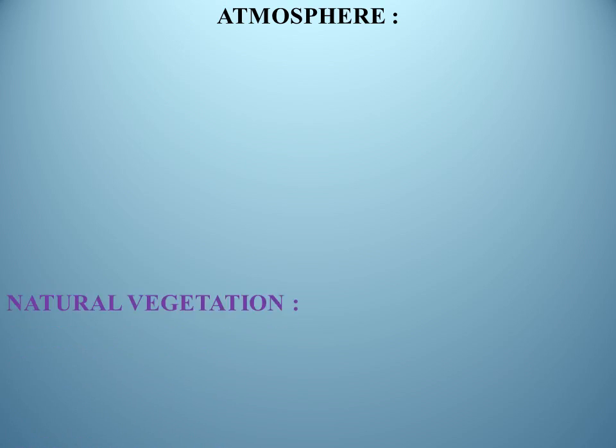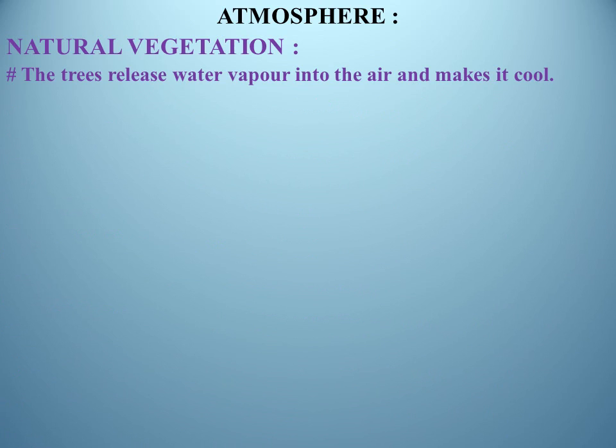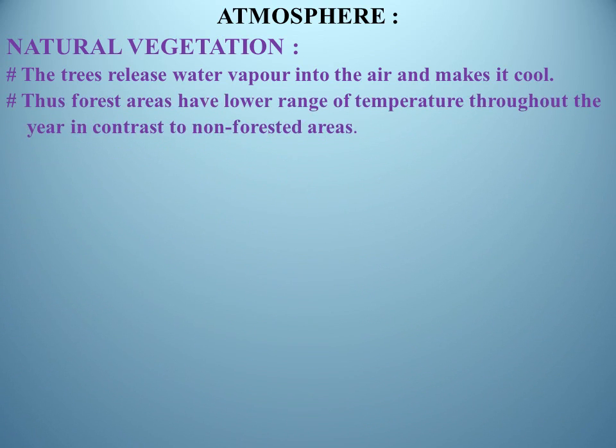Among the factors influencing the weather and climate, the last point is natural vegetation. The trees release water vapor into the air and make it cool. Thus, forest areas have a low range of temperature throughout the year in contrast to non-forested areas.